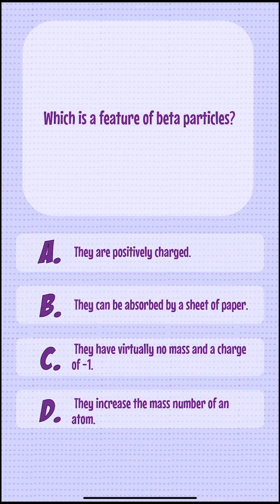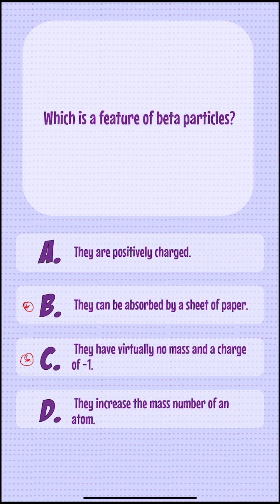Okay, next question. Which is a feature of beta particles? They're positively charged. They can be absorbed by a sheet of paper. They have virtually no mass and a charge of -1. They increase the mass number of an atom. We've got 2 answers so far, C and B. Any other answers? So far we've got C and B. Most people are saying C.